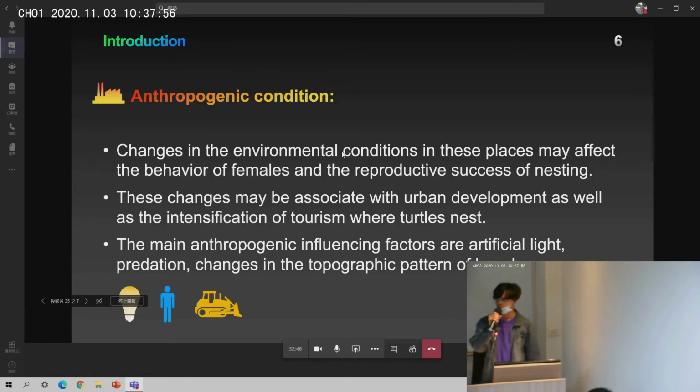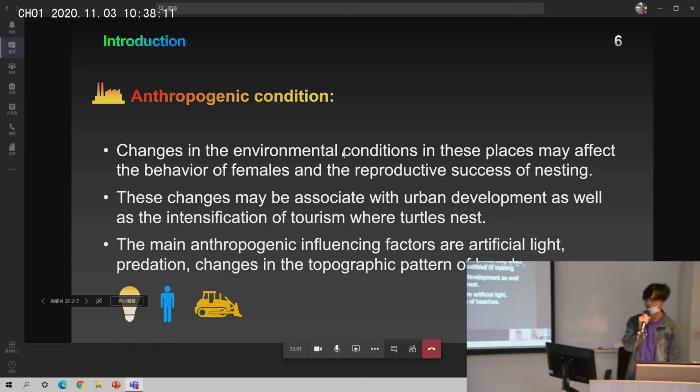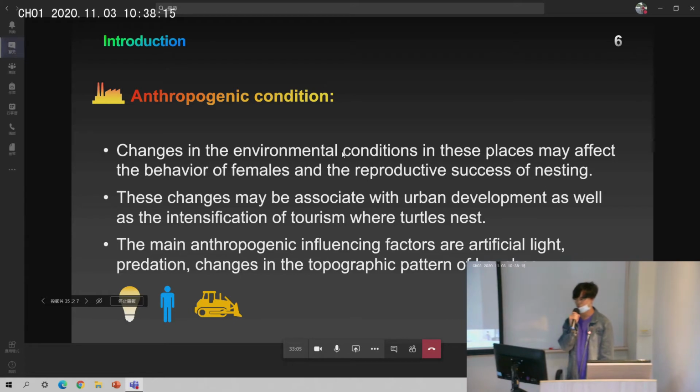And anthropogenic condition is change in the environmental condition in these places, which might affect the behavior of females and the reproductive success of nesting. This change may be associated with urban development as well as intensification of tourism where turtles nest. The main anthropogenic influencing factors are artificial light, predation, and change in the topographic pattern of beaches.